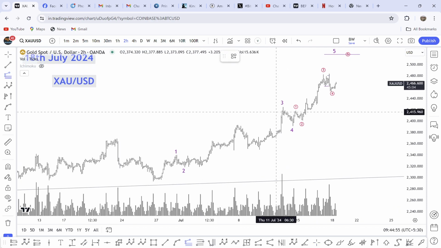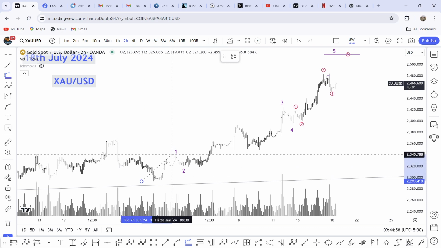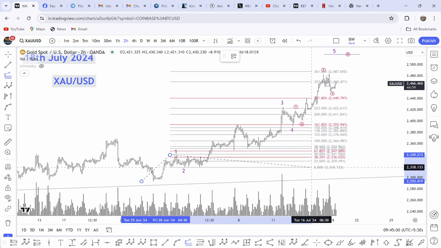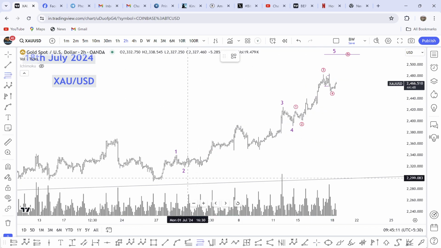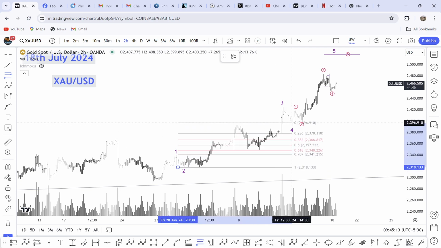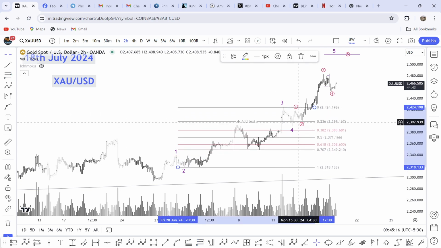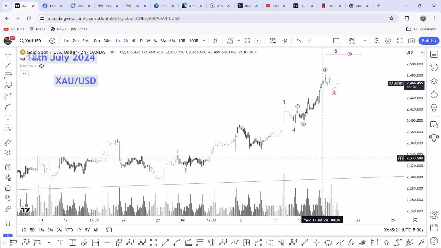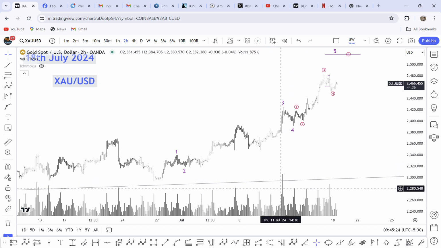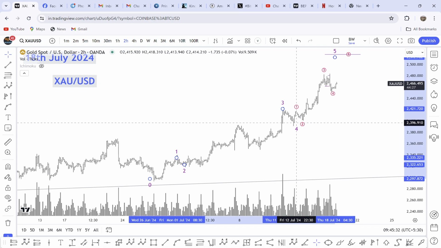Let's see how much Fibonacci of third wave. It's exactly 223 percentage, and it's a very shallow correction, 23.6. You can see here this is the highest volume in this rally, so definitely it is part of third wave. And fourth is a very shallow correction.